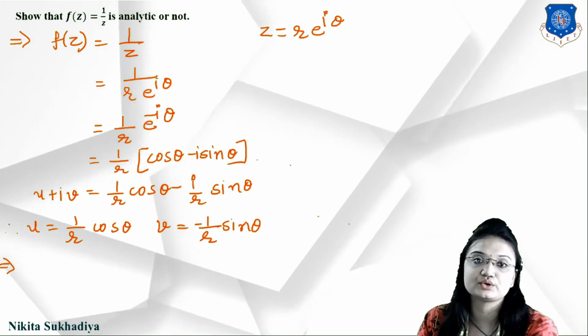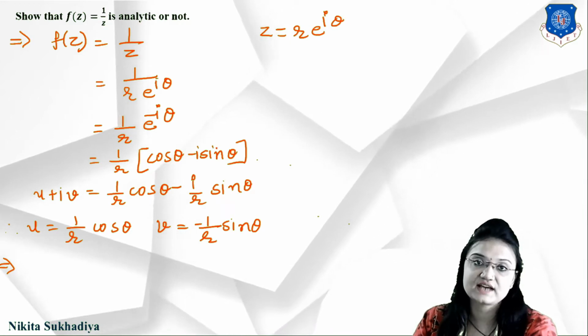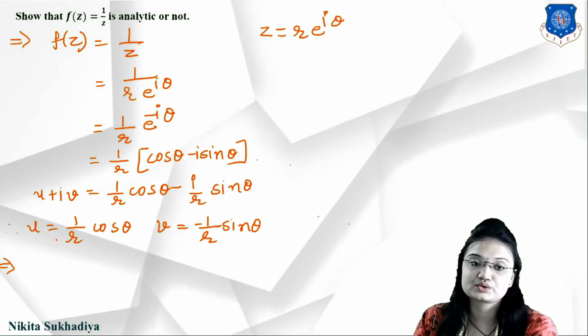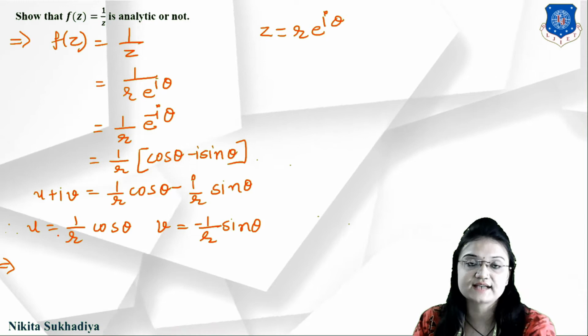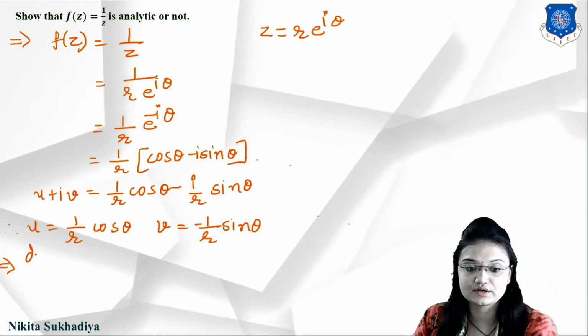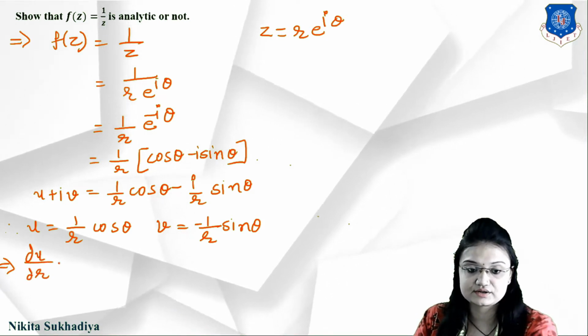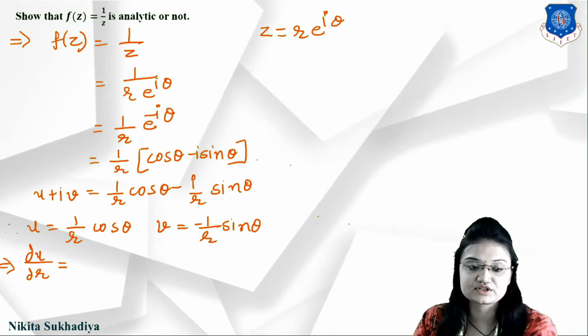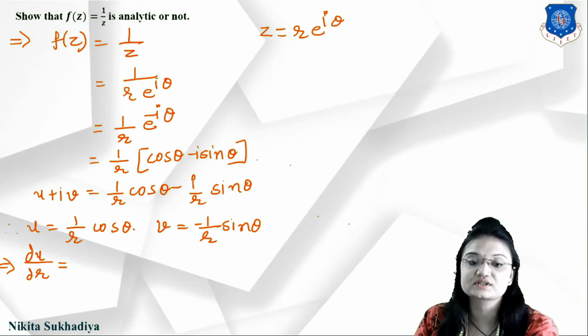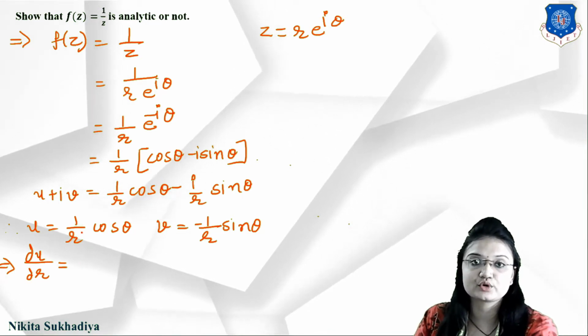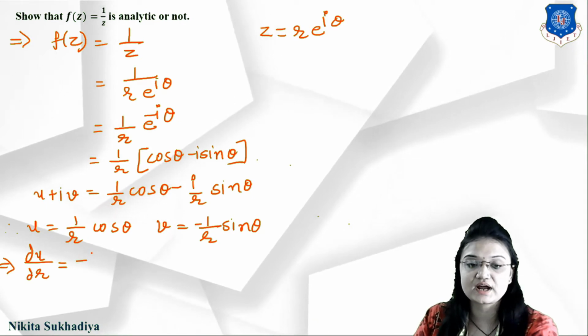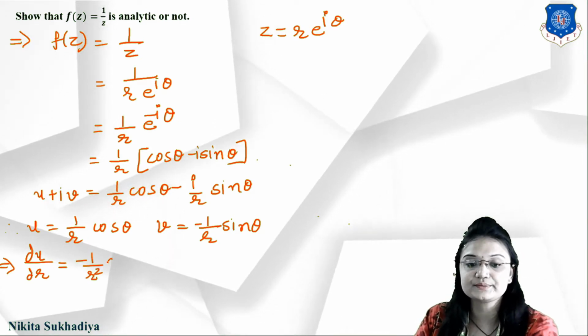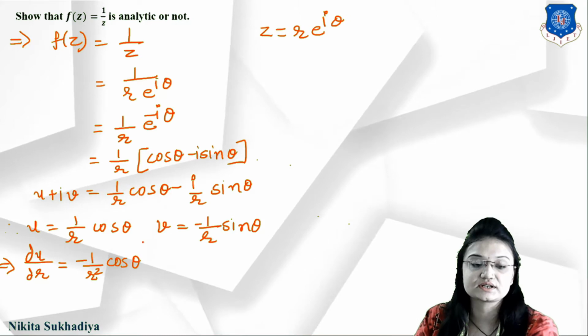So here we have to use the polar form of the CR equations to find out whether the function is analytic or not. So here, del u by del r. Take the partial derivative with respect to r. So cos theta is constant, and the derivative of 1 upon r will become minus 1 upon r square. So this is minus 1 upon r square, with cos theta common.